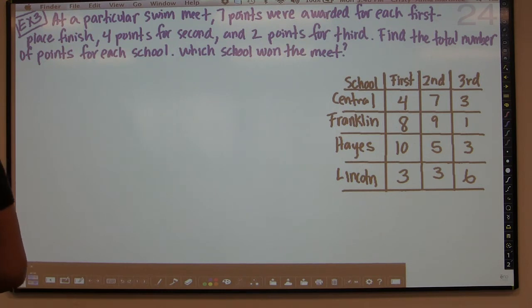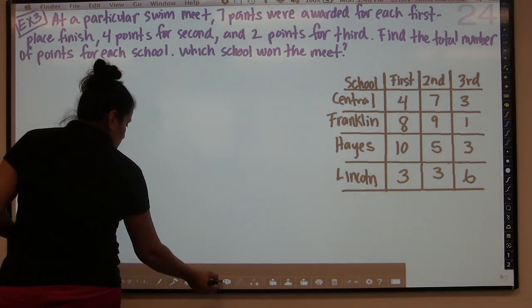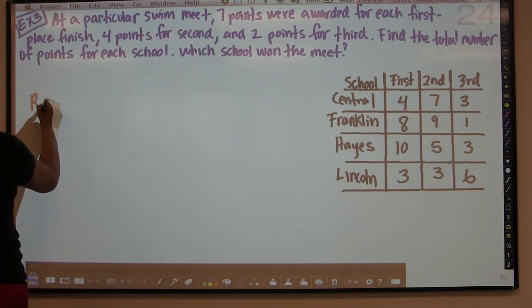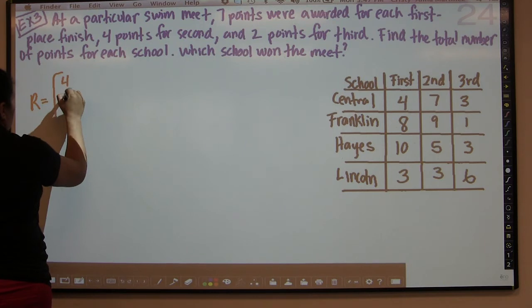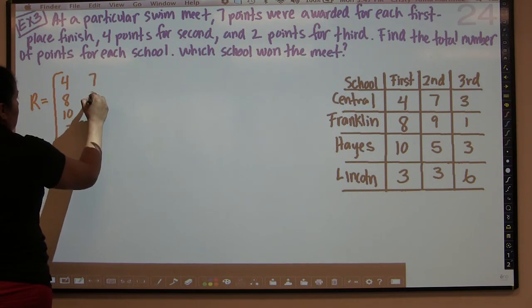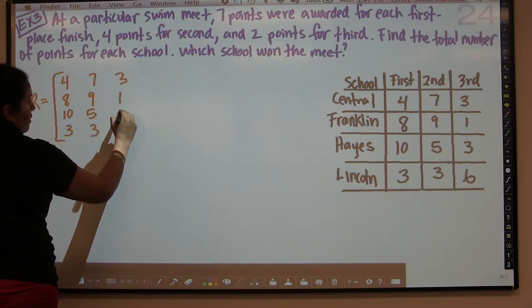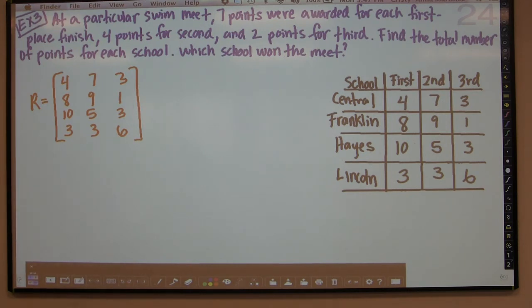So the first thing we can do is put our information into a matrix. For our results, we can have an R matrix, and our R matrix will be basically all the data that we have in there: 4, 8, 10, 3, and then 7, 9, 5, 3, and then 3, 1, 3, 6. So this is our result matrix. It just tells us how many first place events that they did in the swim meet.